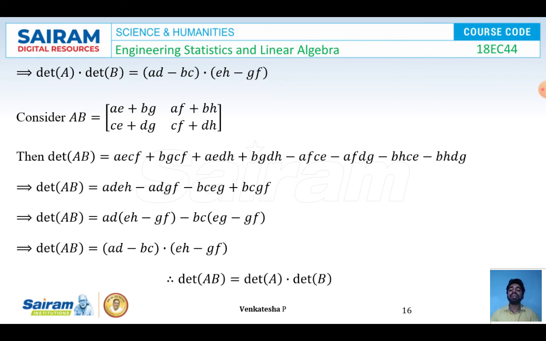So hence I can say that the determinant of AB will be equal to determinant of A into determinant of B. We got it.